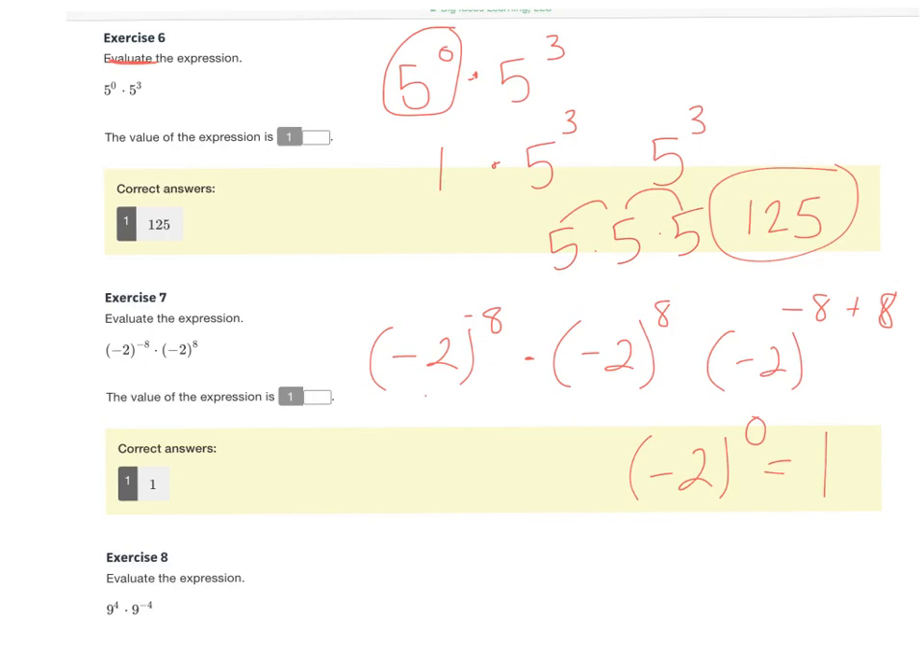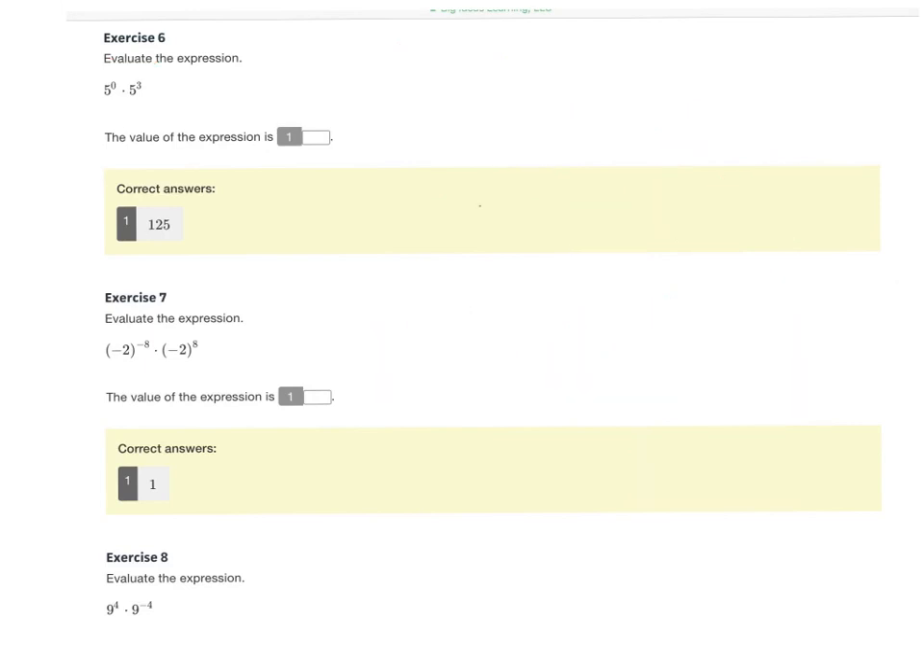Let's take a look at exercise 8. We've got 9 to the 4th times 9 to the negative 4th. Base is the same and it's multiplication, so we're going to add those. So that's going to be 9 to the 4 minus, or sorry, adding, so 4 plus negative 4. So 4 plus negative 4 is going to be 0. Anything to the 0 power is 1.